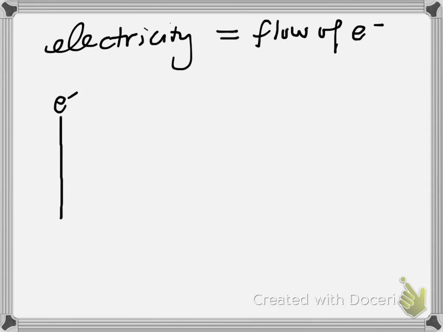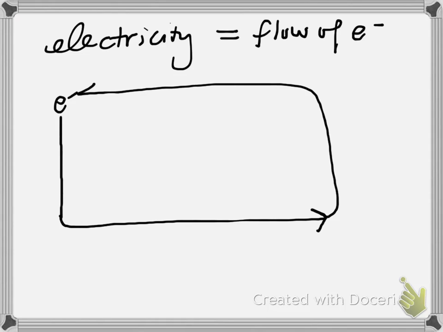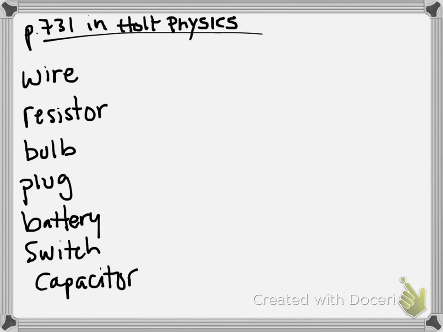In order for there to be a flow of electrons, they have to have some place where they can flow, and that's what we call a circuit. And that's what we're going to talk about now.